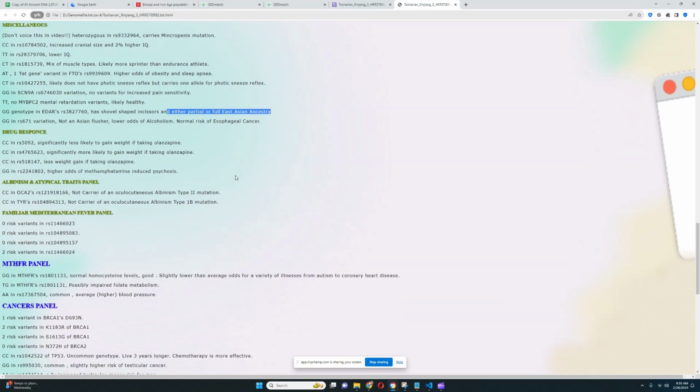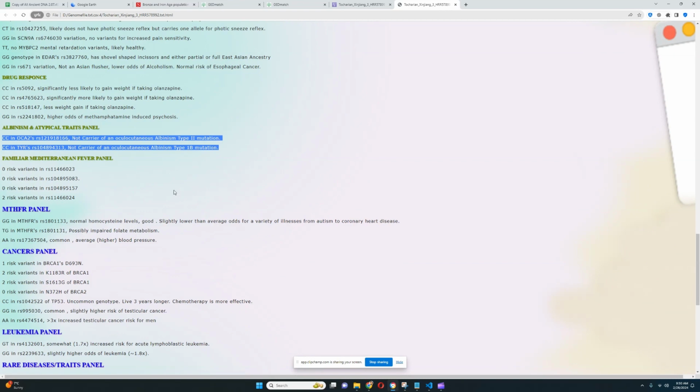Kind of crazy. For albinism, he's not a carrier of oculocutaneous albinism type 2 or 1B, so he's not albino. For familial Mediterranean fever, he actually has 2 risk variants for that here, which is kind of surprising. Very interesting. Familial Mediterranean fever is, you know, it's in the name, it's very Mediterranean. It's something that is found in, like, Jews and Greeks and Armenians. It's not necessarily found in China.